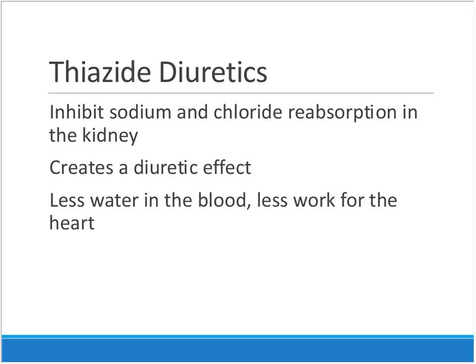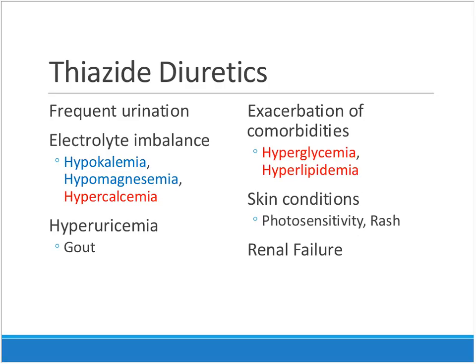So we create a diuretic effect. And since we now have less water in the body, which means there's less water in the blood, there's less work for the heart, so it makes it easier for the heart to pump the blood across the circulatory system. Now, because this is a diuretic, one of the major side effects is frequent urination. And also, since we are dealing with diuresis, these can cause electrolyte imbalance. So low potassium, low magnesium, and because we're getting rid of a lot of the anions as well, we actually cause an increase in calcium within the blood.